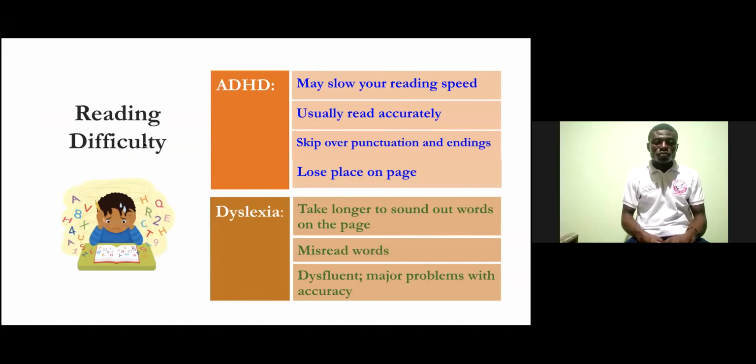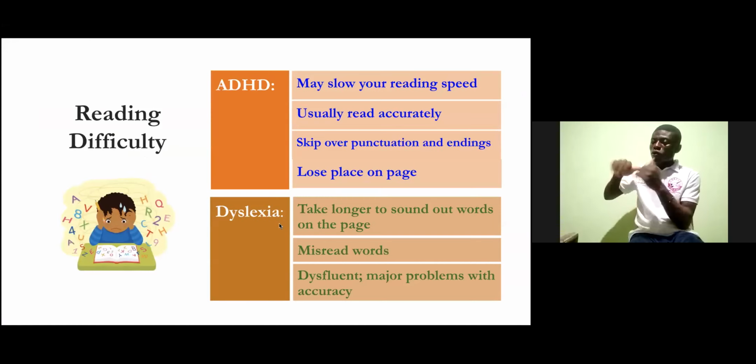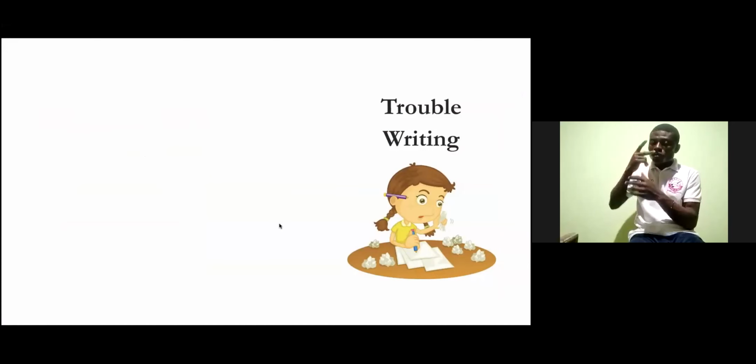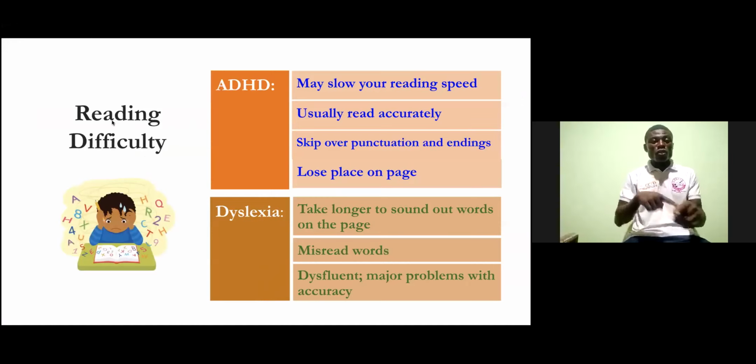So that was the writing part. But now in reading, kids with ADHD may be slow in reading speed. They usually read accurately, but skip over the punctuation and endings. They might lose their place on a page. Again, the kids with dyslexia also may take longer to sound out words. They misread words. Their reading can be disfluent, with a major problem with accuracy.